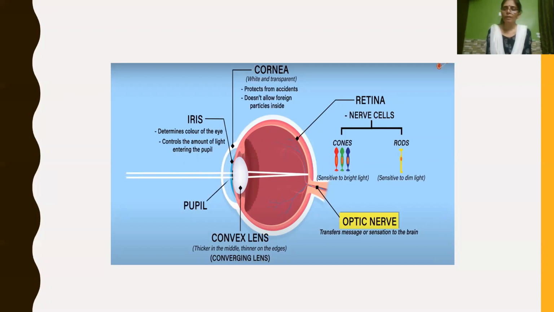And about the blind spot, where the retina and the optic nerve meet, the junction, what we call the blind spot, where no sensory cells are present. About the blind spot, we will be learning in a detailed manner in our next session.